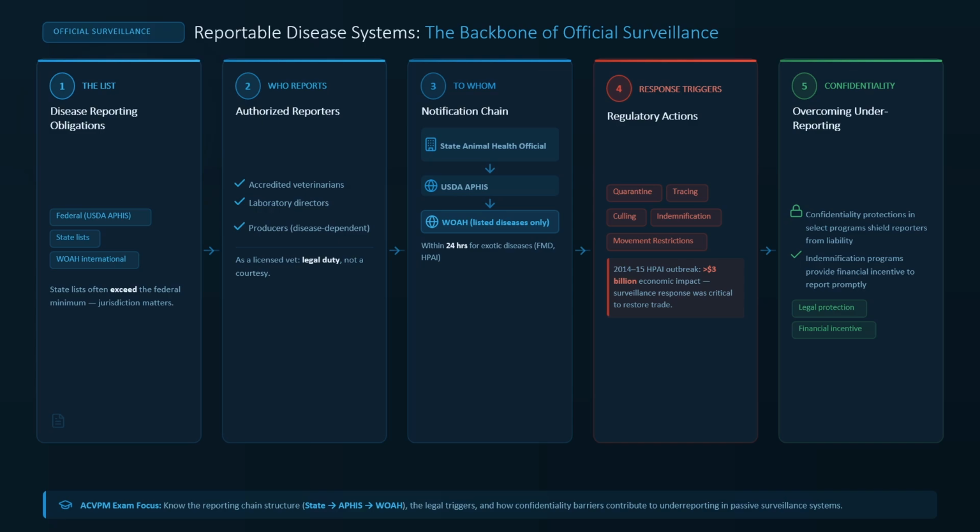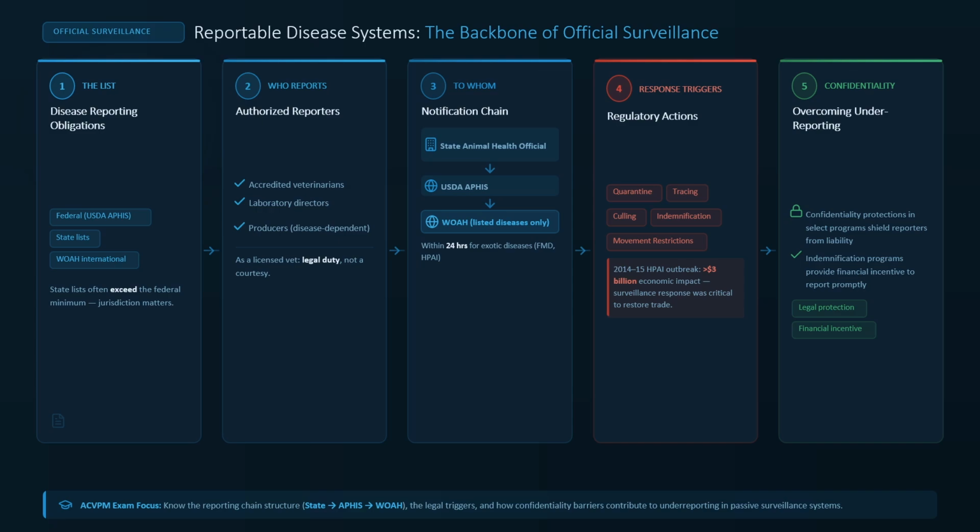WOA's list is the international reporting obligation, but each country also maintains its own national list of reportable diseases, which is typically longer and includes diseases of domestic concern that may not rise to the WOA threshold. In the U.S., that national list is managed through USDA APHIS Veterinary Services. Veterinarians have a legal obligation to report listed diseases. Failure to report is not a judgment call. It is a legal and ethical breach.